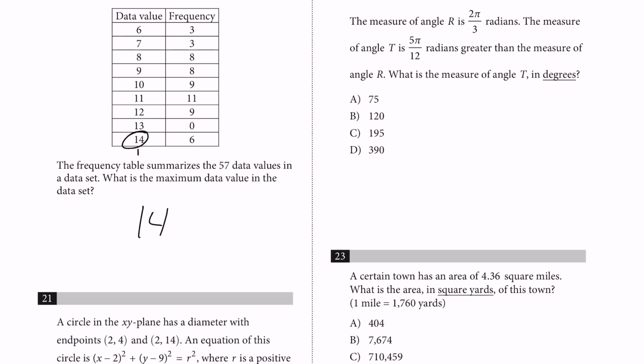Now, if there was something here that said 15 and it had a frequency of 0, our answer would still be 14 because 15 is not in the data set. It has a frequency of 0, therefore it's not there.